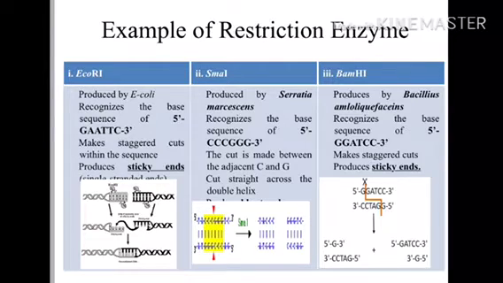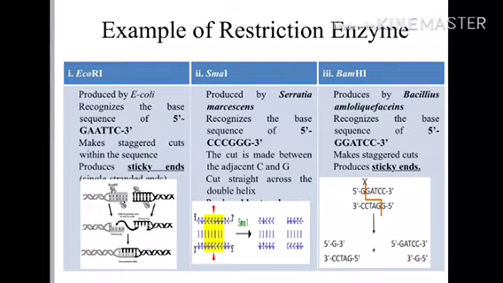Second, SmaI. It is produced by Serratia marcescens. It recognizes the base sequence 5' CCCGGG 3'. The cut is made between the adjacent C and G. It cuts straight across the double helix and produces blunt ends.